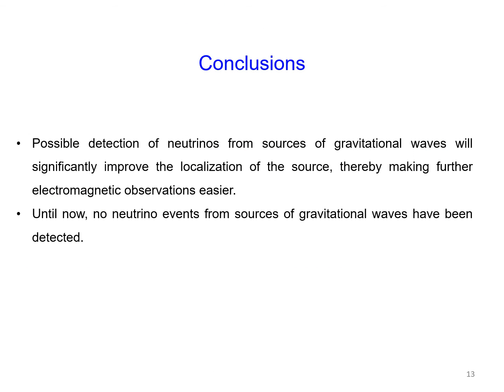And possible detection of neutrinos from sources of gravitational waves will significantly improve the localization of the source, thereby making further electromagnetic observations easier. Until now, no neutrino events from sources of gravitational waves have been detected.